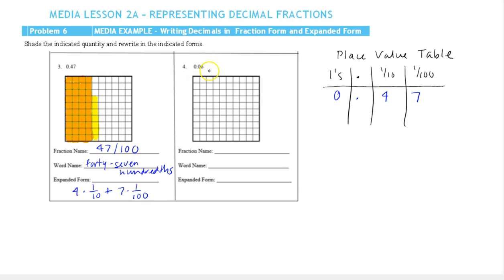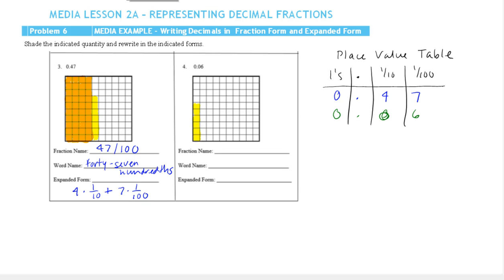We have 0.06. So let's go ahead and put this in the place value chart. 0.06. So we have 0 tenths, so 0 orange strips, and 6 hundredths or 6 yellow squares. So there's 2, 4, 6. So this is 6 hundredths relative to the unit.